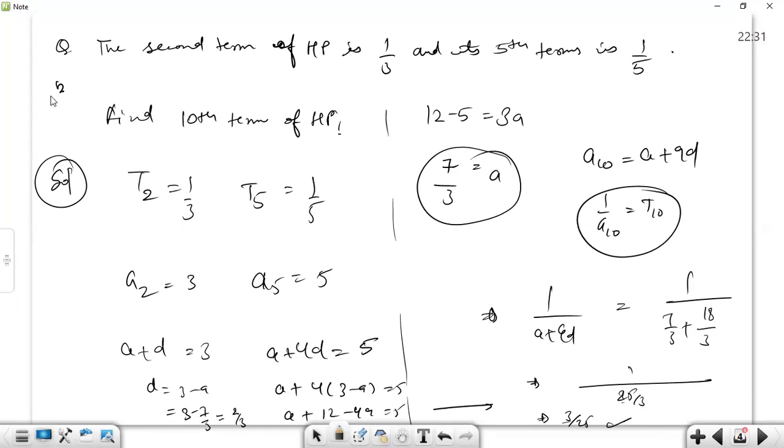That's option number B. I haven't mentioned the options. So this is the correct answer, 3 by 25. Clear, everyone?